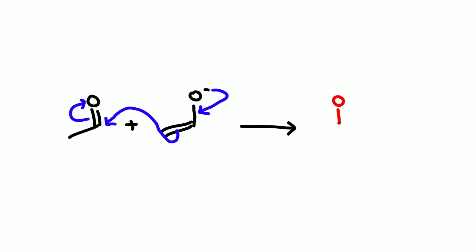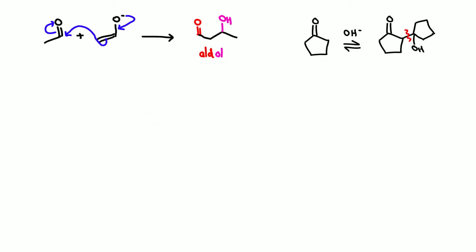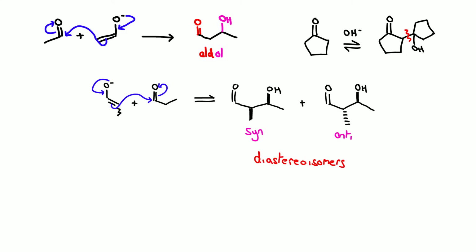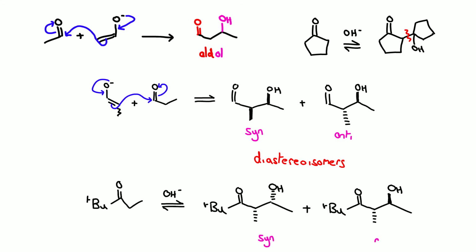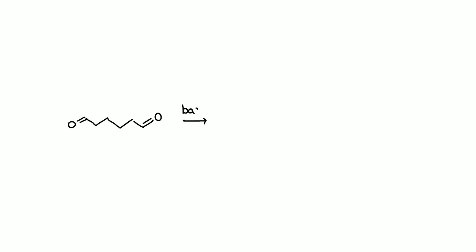Simple examples of aldol reactions involve no relative stereochemistry. Only one chiral center is formed. In most cases, however, diastereoisomers result, where one is called syn and the other is called anti, based on their extended conformations. For intramolecular aldol reactions, sometimes it helps to number the carbons.